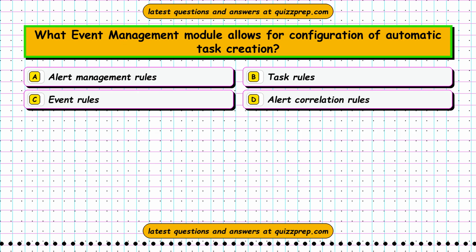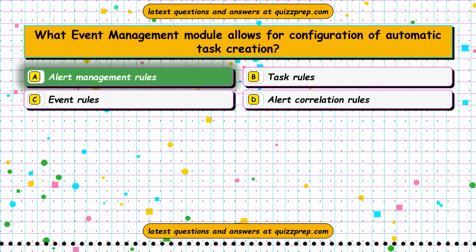Question 10. What event management module allows for configuration of automatic task creation? Option A, alert management rules. Option B, task rules. Option C, event rules. Option D, alert correlation rules.